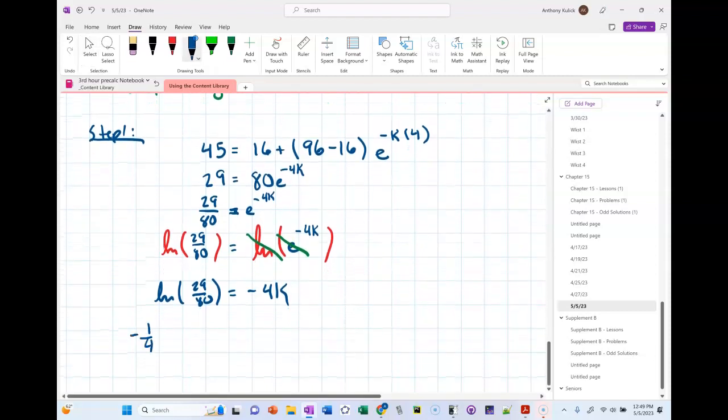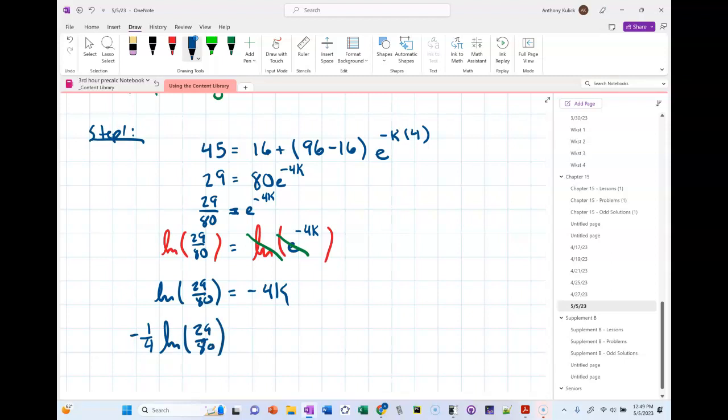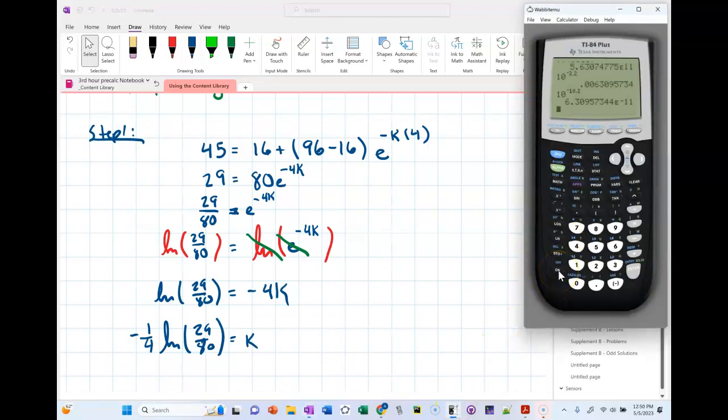I'm going to write it this way, just so I don't get confused about whether that divide by -4 is inside the logarithm or outside the logarithm. I'm going to write it as a -1/4 on the outside, just so it's really clear to me where that -4 is going. And then it's calculator time. So let's fire that bad boy up. And we have -1/4 times the natural log. The ln button is on your calculator right below the log button. And then 29 divided by 80.